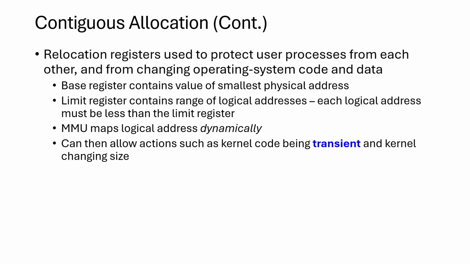Each process is contained in a single contiguous section of memory. The relocation registers are used to protect user processes from each other and from changing operating system code and data. The base register contains the value of the smallest physical address. The limit register contains the range of logical addresses, and each logical address must be less than the limit register. The MMU can map logical addresses dynamically and can then allow actions such as kernel code being transient and the kernel changing size.